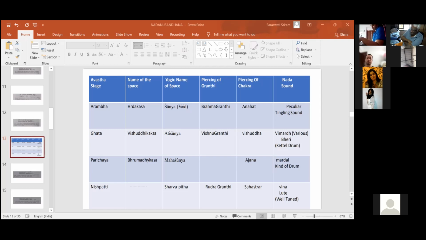Now, in order to reach this stage, what all should we do? Okay, directly you will not listen to anahata nada, no? So that's why you have to become expert in pranayama. That's what we learned in pranayama, to activate that sushumna nadi. Correct? And you have to become expert in mudras and bandhas, especially the Jalandhar bandha and Moola bandha.